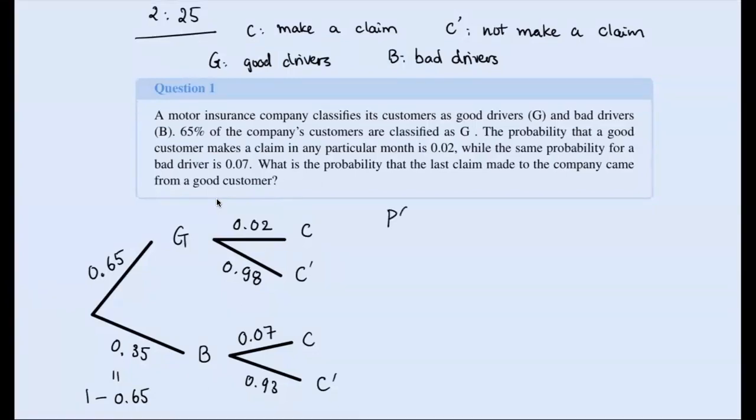The question is asking for the probability that the last claim is made by a good customer, which means we know that the customer made a claim. And we're interested in the chance that the customer is a good customer. So we want to calculate the probability of G conditional on C. Using the conditional probability formula, I have the probability of the intersection divided by the probability of C.